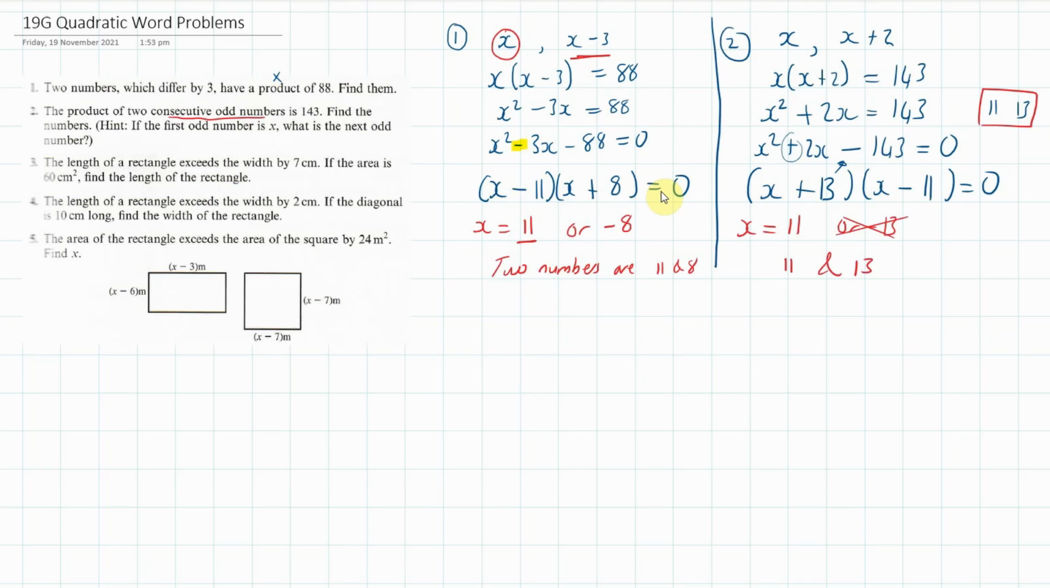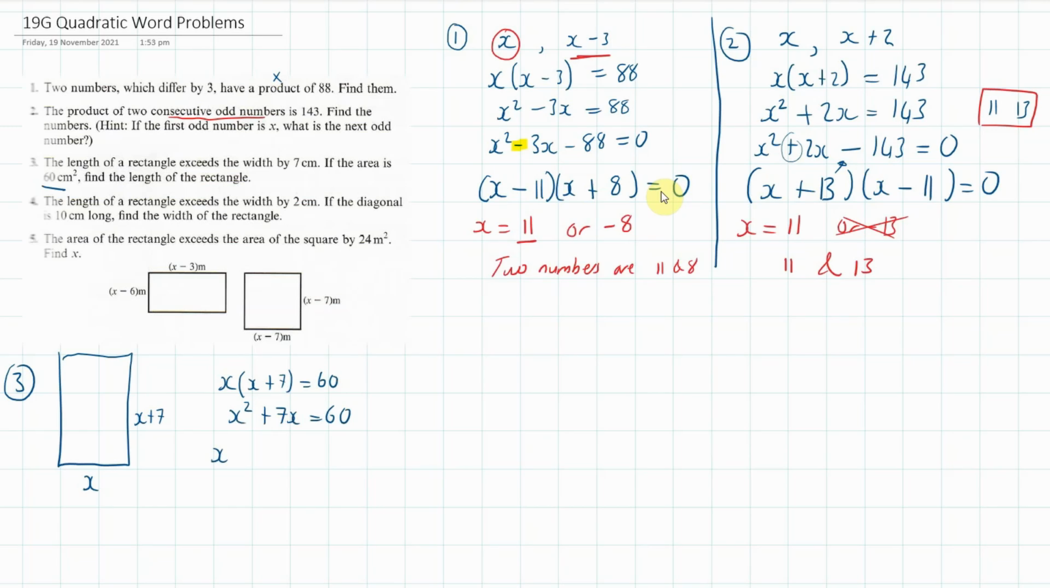Okie dokie. So the next one, we have a rectangle which has a length that exceeds the width by 7. Now, perhaps I could just quickly sketch this for number 3. If this is the width x, the length has an extra 7 to it. And we know the area of the rectangle is 60 according to the question. So we can say length times width is equal to 60. We can expand it out, so that would be x squared plus 7x equals 60.